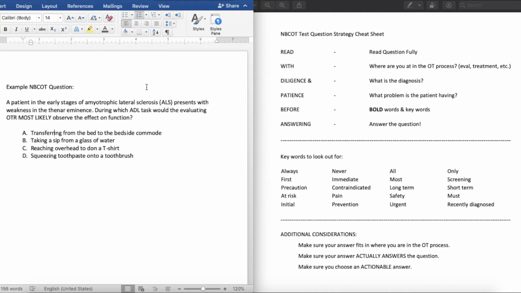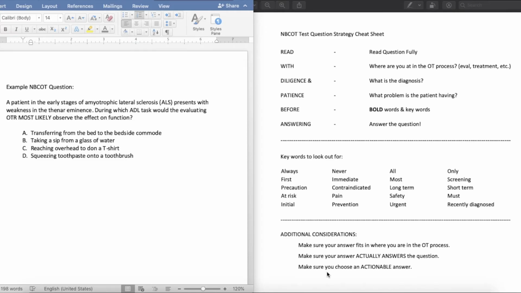Okay, so we'll go ahead and get started with the question here. So I want to begin by reading through our question and answers. So the question reads, a patient in the early stages of amyotrophic lateral sclerosis, or ALS, presents with weakness in the thenar eminence. During which ADL task would the evaluating OTR most likely observe the effect on function?